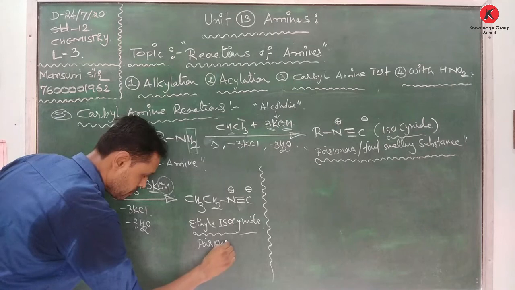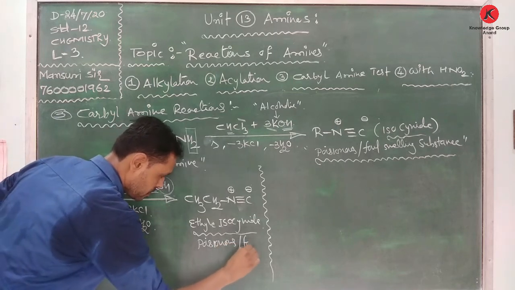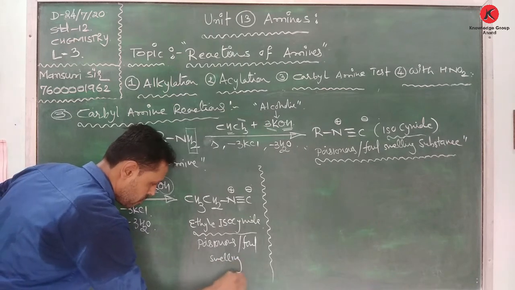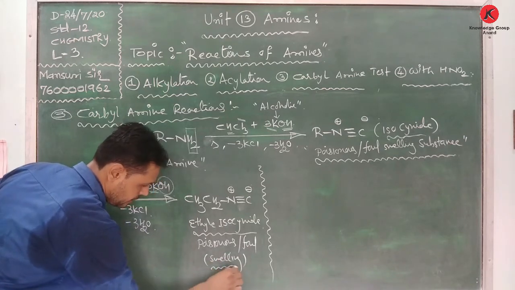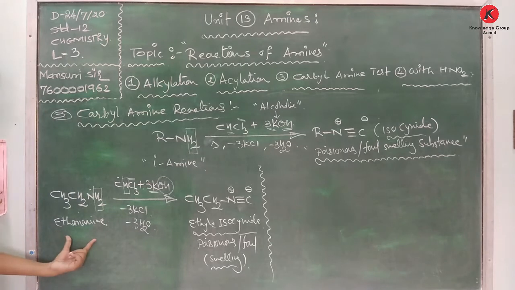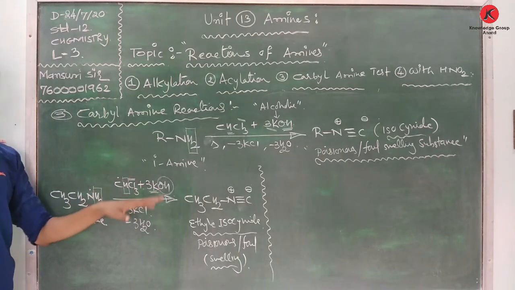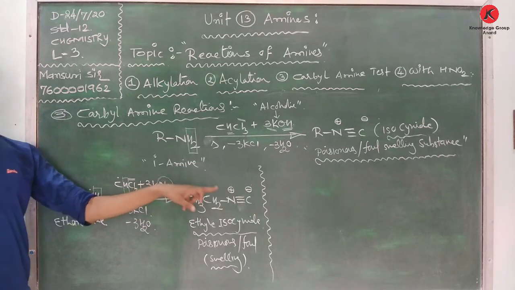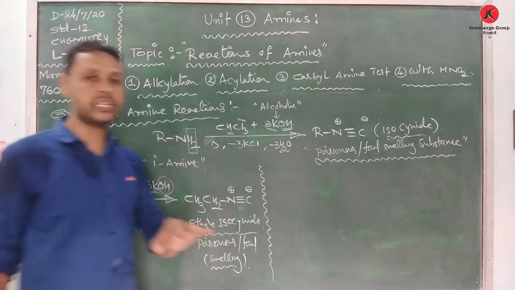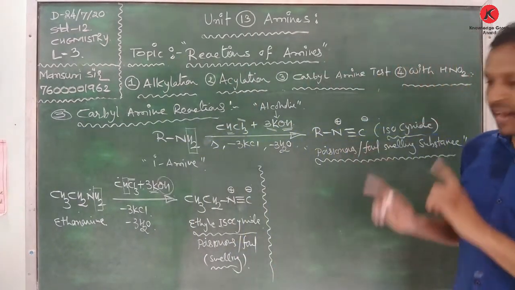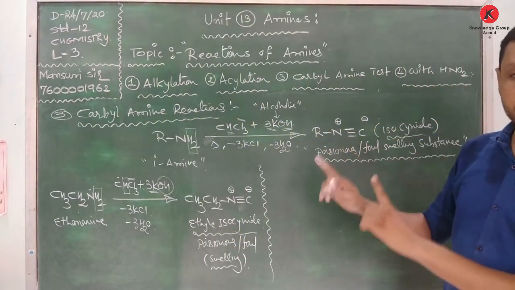Poisonous, foul-smelling substance. So ethanamine reacts with the mixture of chloroform and KOH, then forms ethyl isocyanide. This is a poisonous and foul-smelling substance. Only a primary amine, ethanamine, gives this test.